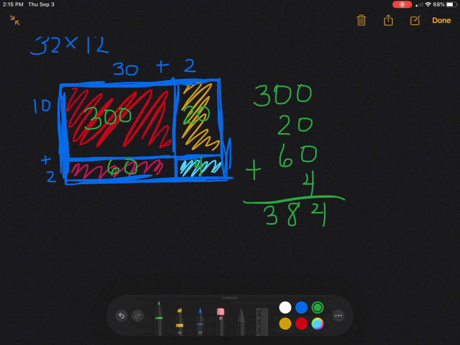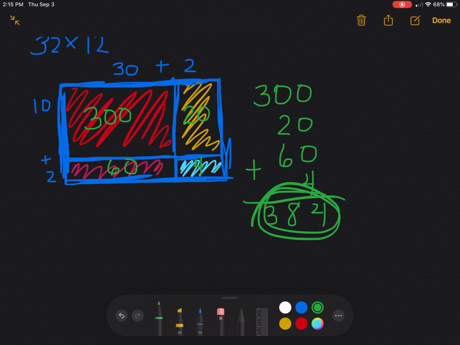So I'm thinking about, what if I had, maybe it's Christmas time. Christmas, I love Christmas. What if it's Christmas time and I buy 32 presents? Each present costs $12. What's going to be my total for my presents? $384.